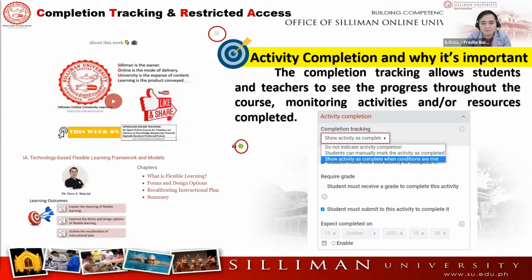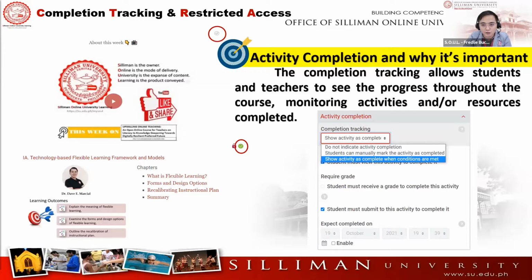The first one is do not indicate the activity completion. That means that particular resource or activity is not labeled as a completion activity. The second is students can manually mark the activity as completed. In that case, you can see on your screen here the circle with a check mark. That's basically the student manually marking the activity as completed.